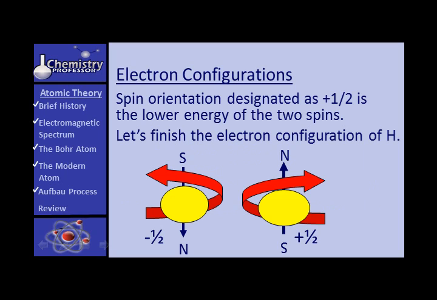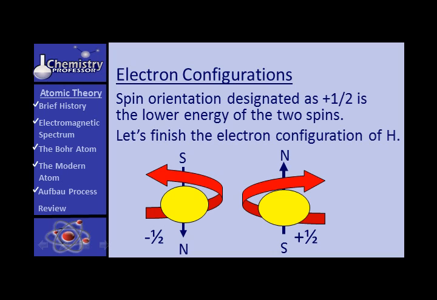The spin orientation, designated as +1/2, is the lower energy of the two spins. That's this one right here. Now, before we finish the electron configuration of hydrogen, let me make sure you understand something thoroughly. This whole presentation on spin is an oversimplification, but it is a model that will work well for us as we go through this course. You will deal more with this when you get into physics.